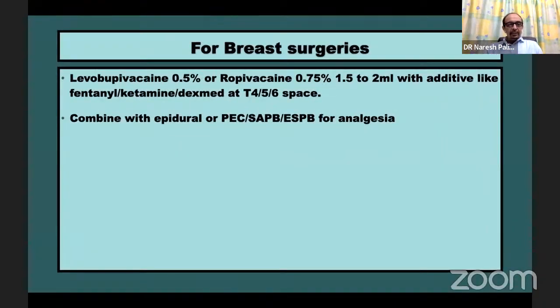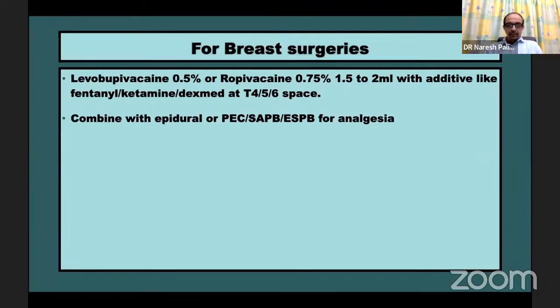For breast surgeries, levobupivacaine 0.5% or ropivacaine 0.75% is what I use along with fentanyl, ketamine, or dexamethasone at mid-thoracic levels, usually combined with epidural or some blocks like PEC 1, PEC 2, serratus anterior plane block, or erector spinae plane block for post-op analgesia.